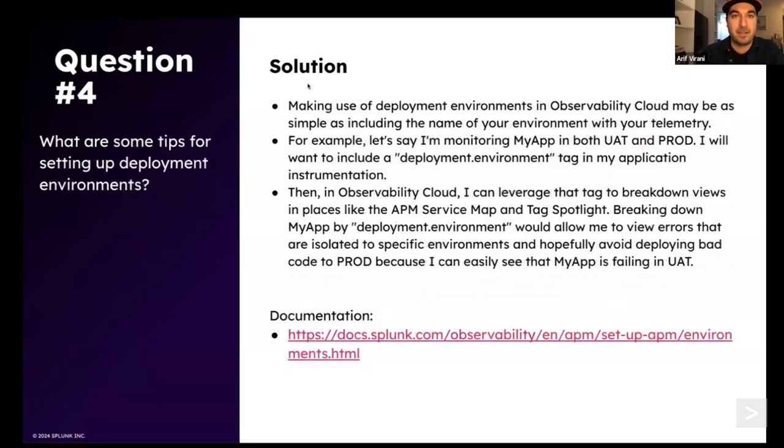Okay, next question. What are some tips for setting up deployment environments? Yeah. Understand what deployment environment means to you. In most cases, it means where we're actually deploying our software. So do you have a test? Do you have a prod? Do you have a UAT, et cetera, a lab environment?